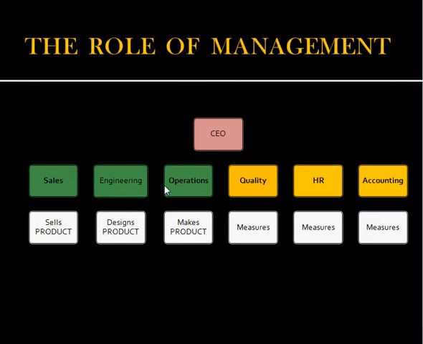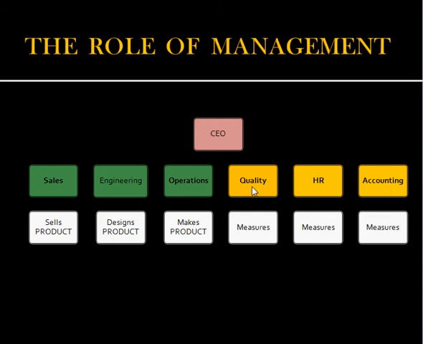The next function is quality. We measure efficiency and effectiveness. Human resources manages the homeostasis of the organization. And the accounting department measures the financial efficiency of the business. So accounting and quality are almost identical, whereas accounting reports dollars, we report percentages. To establish a quality management system from the beginning, you're going to have to look at things from this perspective.